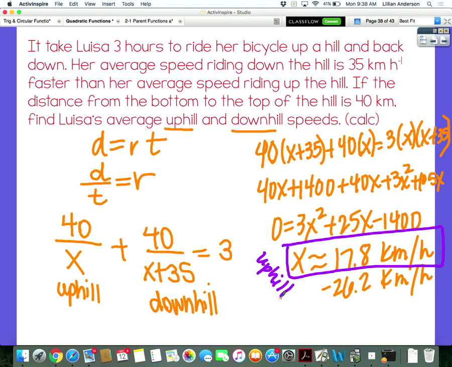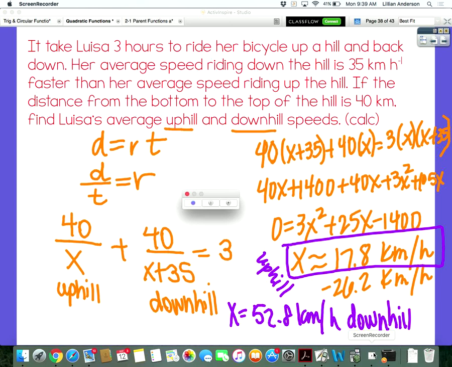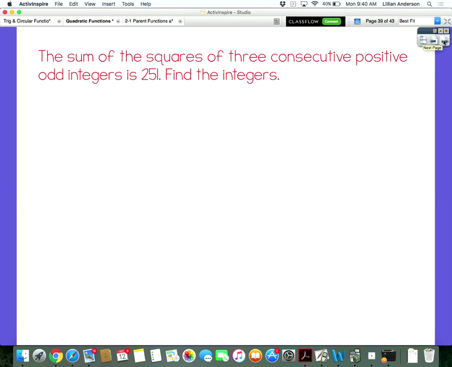What about downhill? You have to add 35 to it. So when you add 35, what's your other speed? So 52.8 kilometers per hour is her downhill speed. So these are our 2 answers for this particular problem. Questions on this? This one was a non-calculated problem.